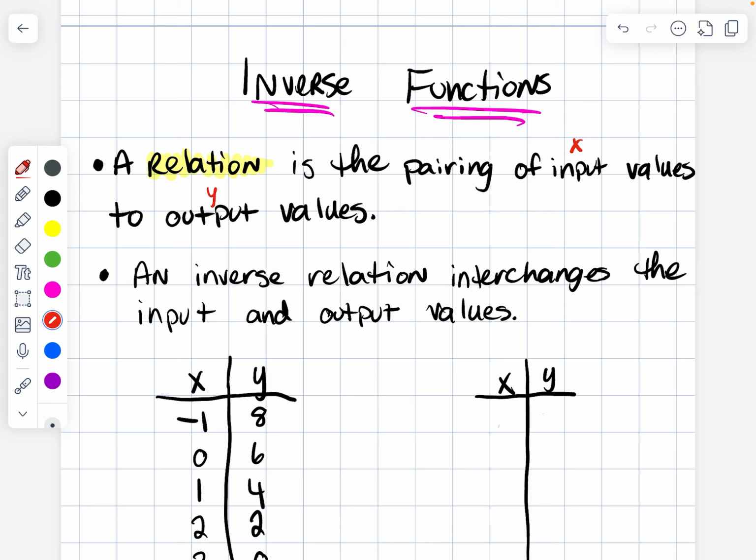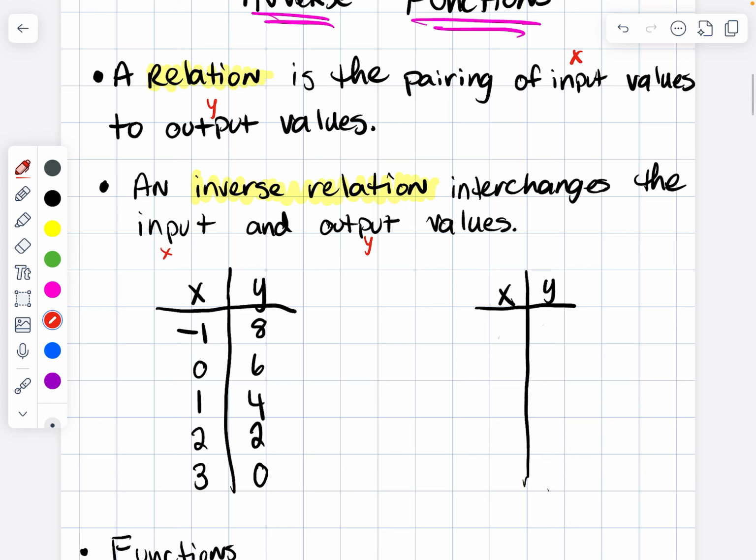So when we speak of inverse relations, inverse relations interchange the input and output values. Okay, it interchanges the input and output values. So let's say we have the following table as a relation, and we know it's a relation because there's the pairing of input to output. So that's how we know this is a relation.